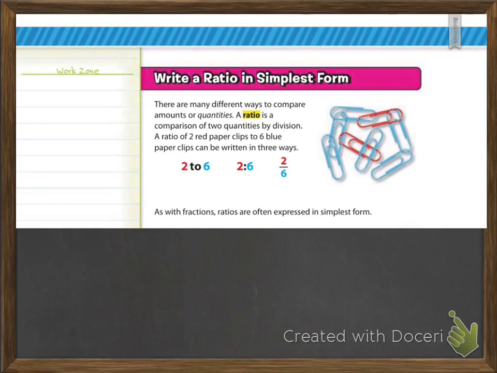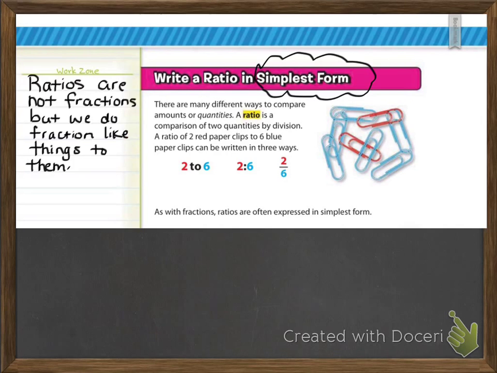All right, so right here on this first page, on textbook page 20, we are looking at how to write a ratio in simplest form. So you want to go ahead and put a little bubble around simplest form because even though ratios are not fractions, we do fraction-like things to them. So that's why this particular piece focuses on simplifying ratios. All right, so I made that little note off to the side that ratios are not fractions, but we do fraction-like things to them. So it says there are many different ways to compare amounts or quantities.